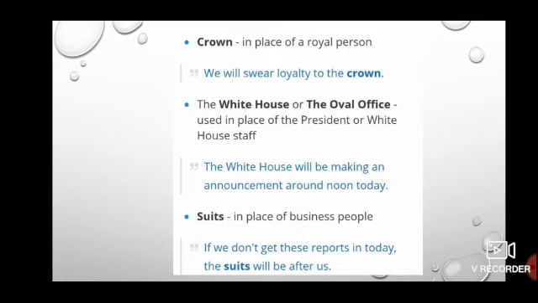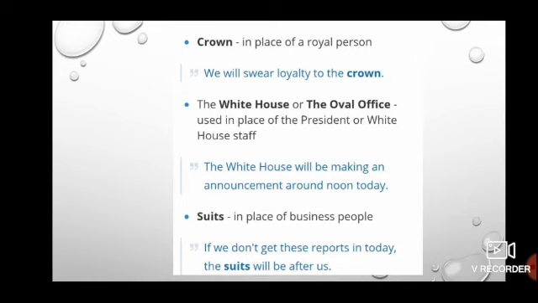Here are some more examples, children. Crown in place of a royal person. We will swear loyalty to the crown. Means maybe a king is referred here, royal person. The White House or the Oval Office used in place of the president or White House staff. The White House will be making an announcement around noon today. Means the staff which is there in the White House will be making an announcement. Just a whole part referring with one word.